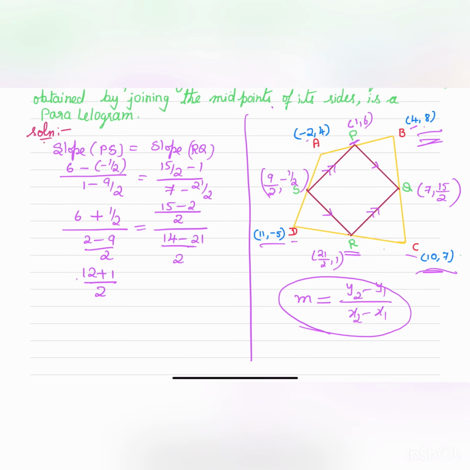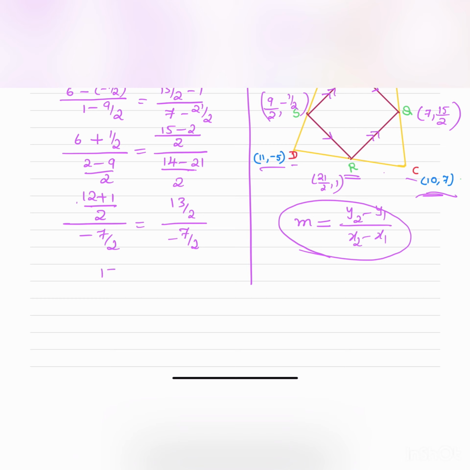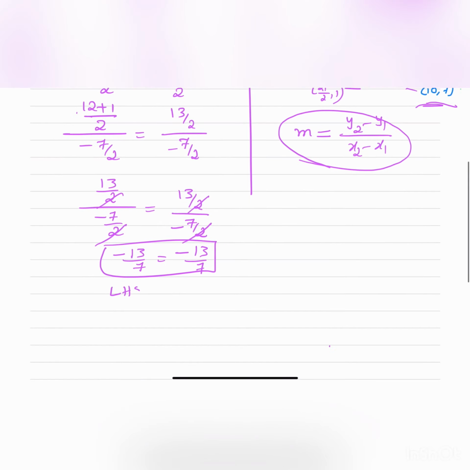(12 + 1)/2 divided by (-7/2) is equal to (13/2) divided by (-7/2). And next, this will be (13/2) divided by (-7/2) is equal to (13/2) divided by (-7/2). So 2 and 2 will cancel, and we are getting -13/7 is equal to -13/7. And we know that LHS is equal to RHS. Therefore, what we can say? PS is parallel to RQ. Let me take this as equation 1.